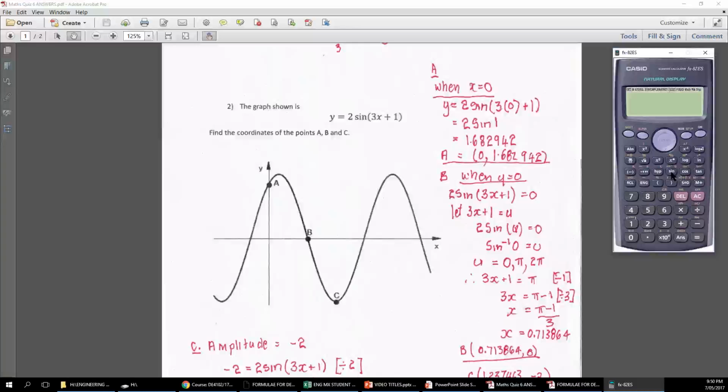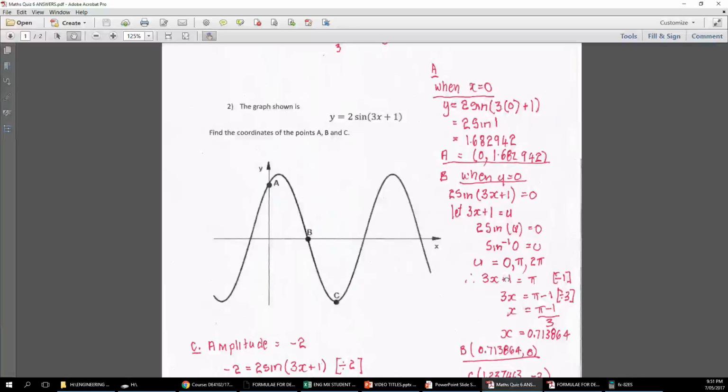Now let's go sine 1 equals 0.841, and then we're going to multiply that by 2 equals, and we get 1.6829419. 1.682, yeah, 197. So that's the y value. That's what y is. Remember that x was 0. So the coordinate that you must show is A equals, and you can round that to whatever you like.